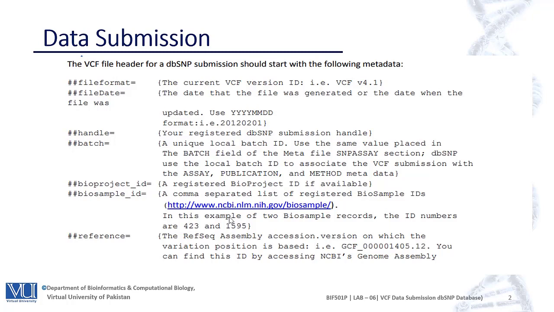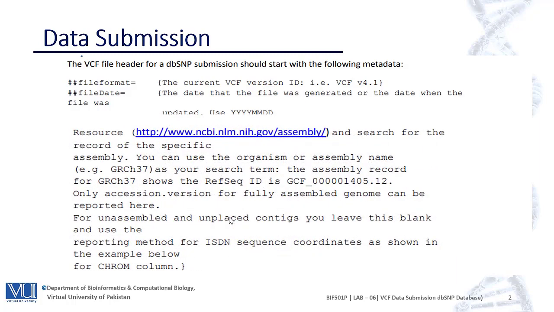follow these general steps. First of all, you have to prepare your VCF file, in which you have to ensure that your VCF file adheres to the required format and contains the necessary information. The VCF file should include the variant calls, sample information, genotype information, and relevant annotations.